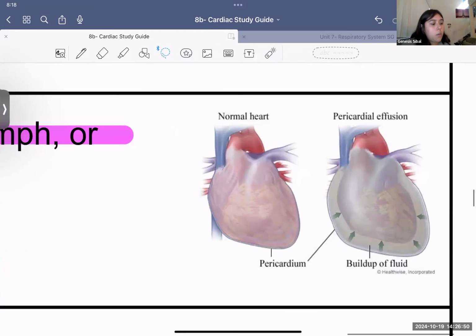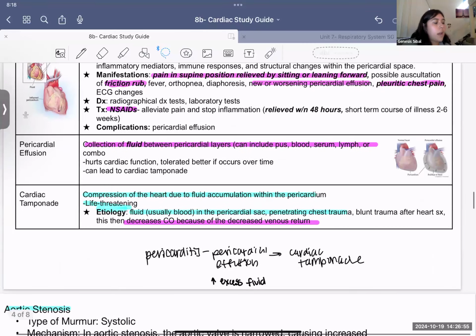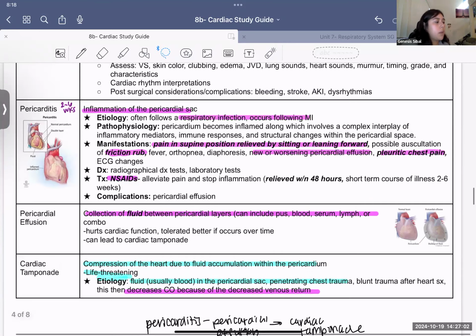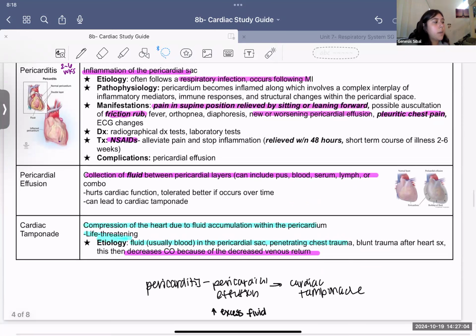So basically, this is a normal heart, the pericardium. Now you have a buildup of fluid around it. So I would just think about it like you can have pericarditis, then it can lead to pericardial effusion, then it leads to a cardiac tamponade, which is what we do not want. So with pericarditis, we're talking about inflammation of the pericardial sac because of what happened with an infection, or let's say with an MI. As a result, because of those inflammatory responses and mediators being activated and the immune response that's happening, you're going to have an increase of excess fluid, right? So that's why you can see the pericardial effusion with that.